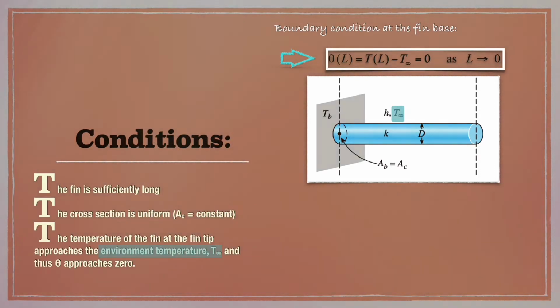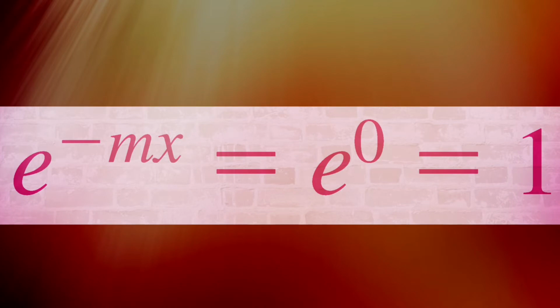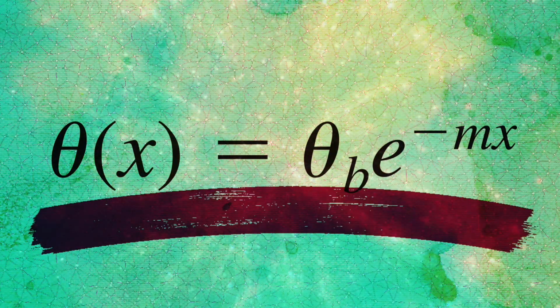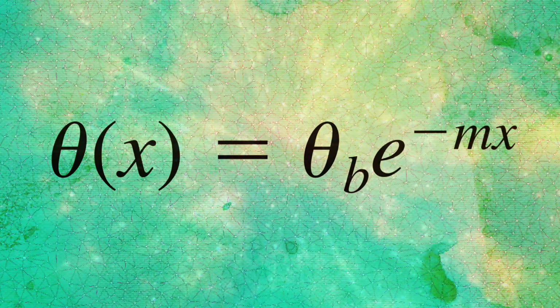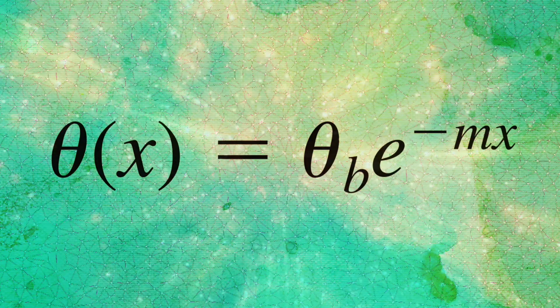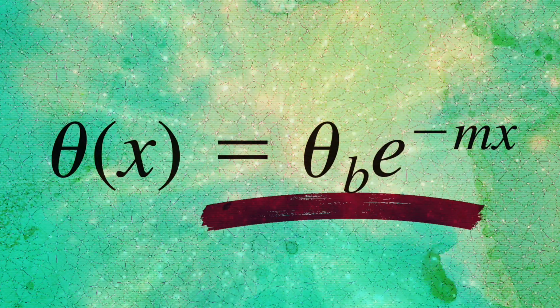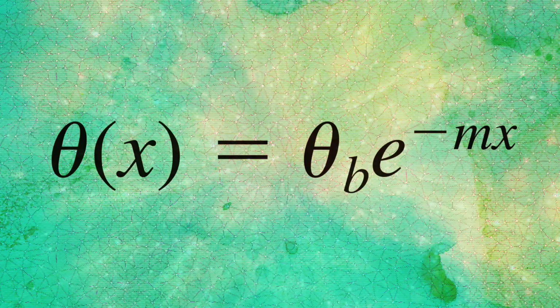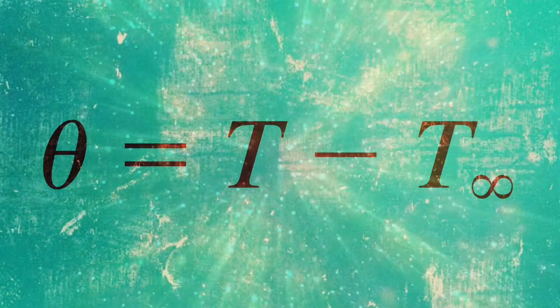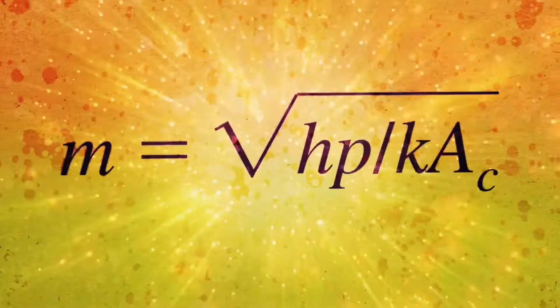Noting that e to the power of negative mx equals e to the power of 0, which equals 1, the proper value of the constant is theta subscript b, and the solution function we are looking for is as shown. This function satisfies the differential equation and the solution's requirement to reduce to theta b at the fin base and approach 0 at the fin tip for large x values. Noting that theta and m are given as shown.